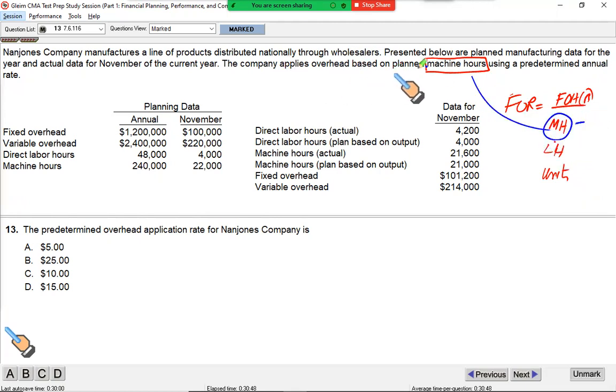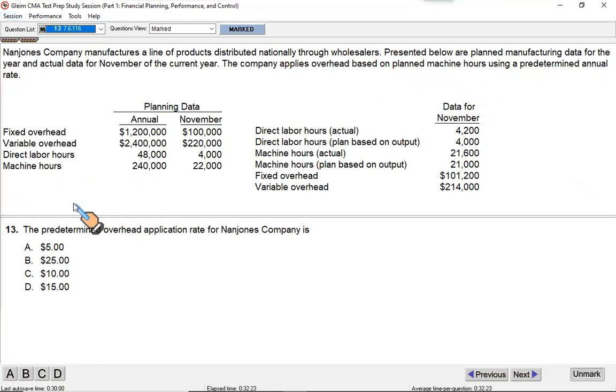So the company applies overheads based upon the planned machine hours using a predetermined annual rate. What it means is that the machine hour right here would be our denominator, our basis to calculate the rate. We have been given the annual data for the whole year, also for the month of November, and we have also been given the actual data for November: actual labor hours used, labor hours that you should have used, actual machine hours versus the machine hours that we should have used, the actual fixed cost, the actual variable cost. All that we need for the overhead variances is given. Here it says the predetermined overhead application rate. Now this is interesting.